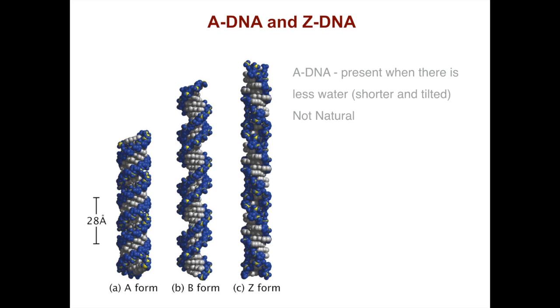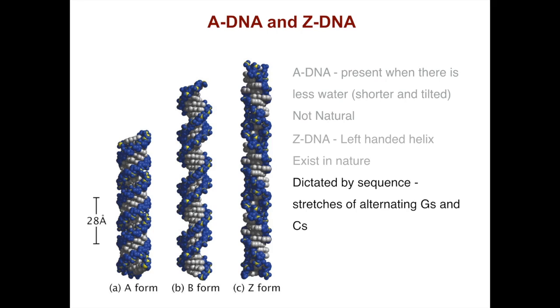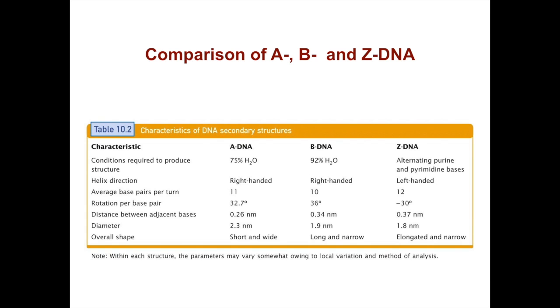The Z-DNA form is a left-handed helix, and it does exist in nature. It's dictated by sequence, and this is caused by stretches of alternating G's and C's. And this has a role in gene regulation. Here's a comparison of the three different types of DNA secondary structure.